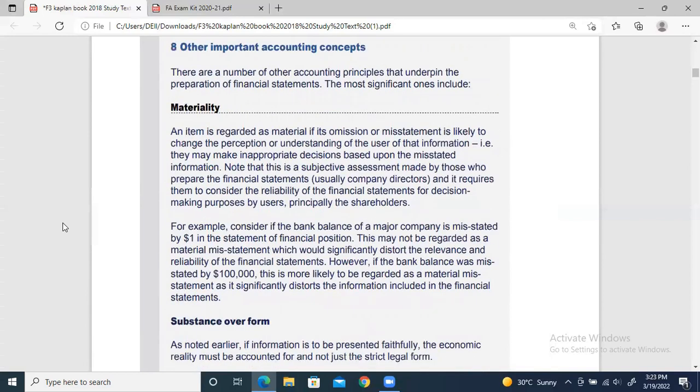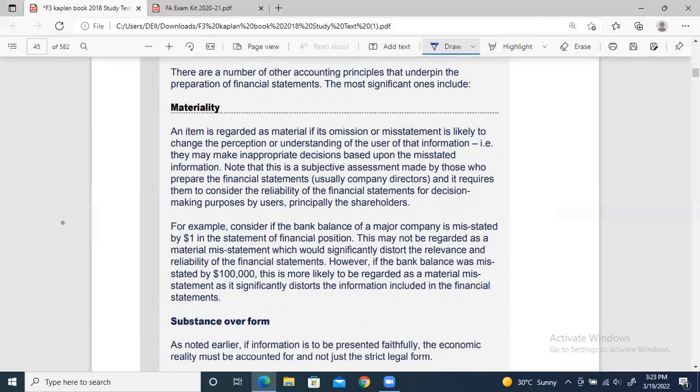These are also very important, right? And they are not discussed anywhere else in the book, right? First of all, there is materiality. This thing we looked at above as well. An item is recorded as material if its omission or misstatement is likely to change the perception or understanding of the user of that information. They may make inappropriate decisions based on the misstated information, right?